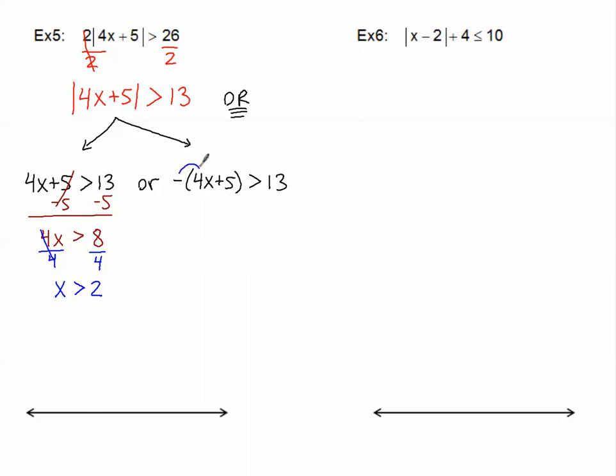Maybe this time, just to practice, I'm going to distribute the negative. If you like dividing the negative away, that's fine. Just don't forget to change your symbol. I'm going to distribute it this time and see what that looks like. So there's a minus 4x and a minus 5. And then I'm going to add 5.